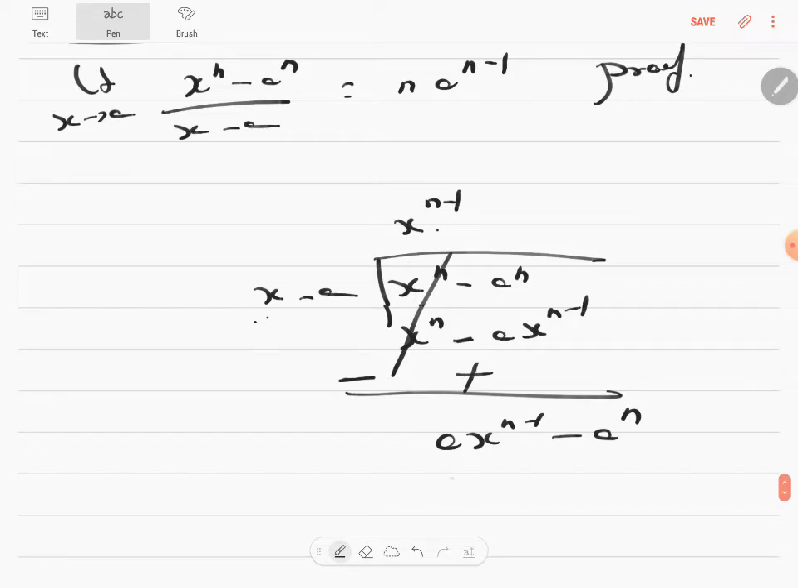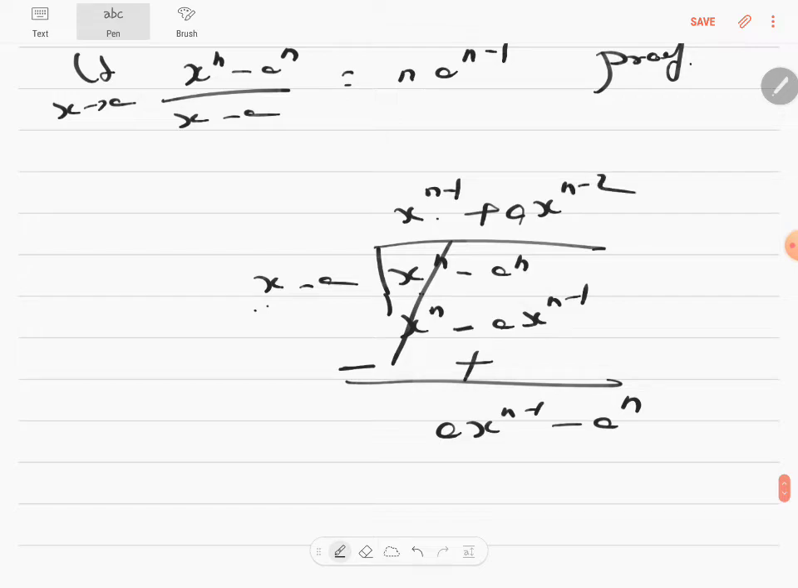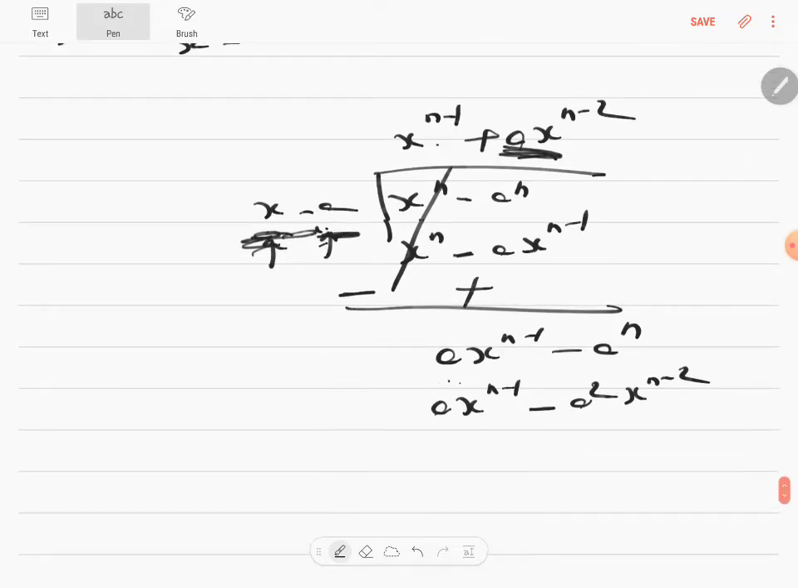To get this, you have to multiply this with what? Plus a into x to the power n minus 2. That's when you will get a into x to the power n minus 1. You multiply this and this, correct? So then you will get a into x to the power n minus 1, minus a square into x to the power n minus 2. You have to multiply this with this and this individually. That's how you do it, correct? So you get it like this. So put a minus and put a plus. This will get cancelled.